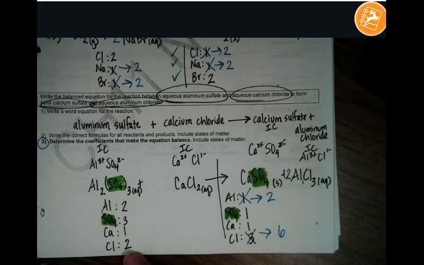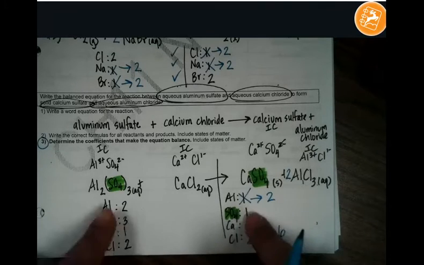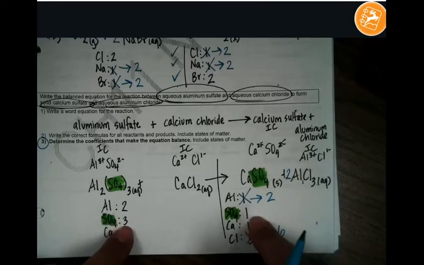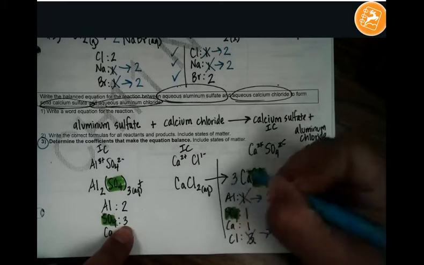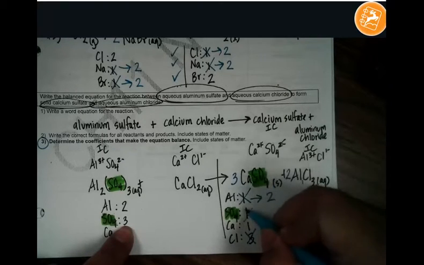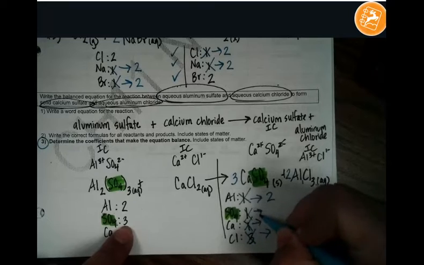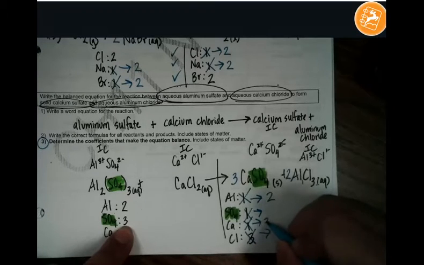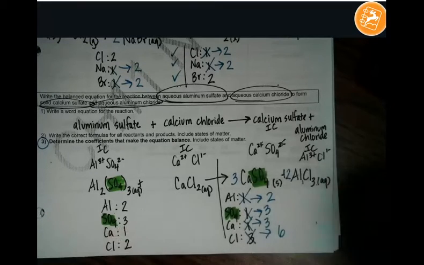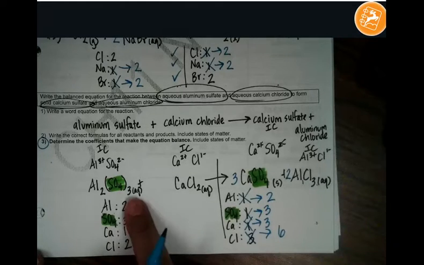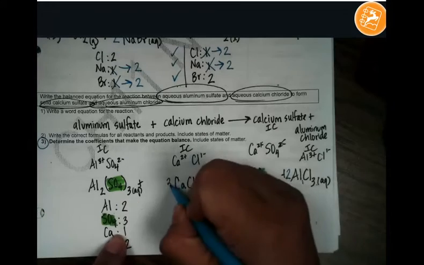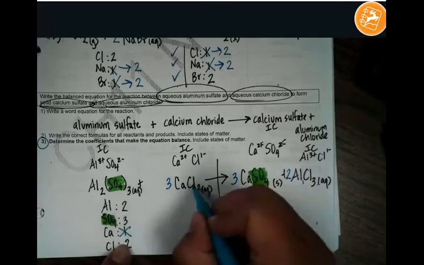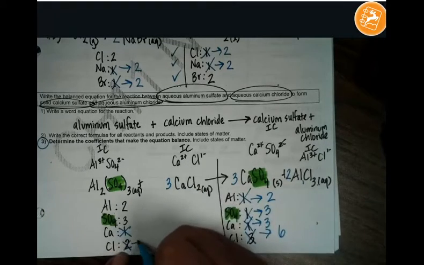So now what I can do is balance my sulfates. 3 here, 1 here. I'm going to put a 3 here. That's going to change Ca and SO4. Now there's 3 Cas, 3 SO4s. So Al is balanced, SO4 is balanced, Ca now, 1 and 3, I can put a 3 here. That's going to change Ca and Cl.